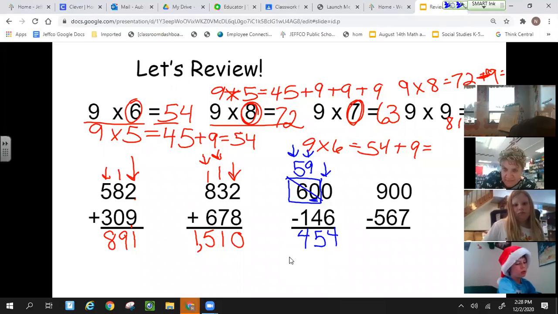So I think somebody's not muted. Make sure you're muted so we can hear these directions.